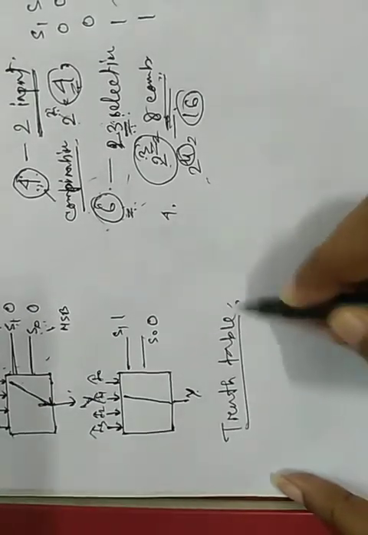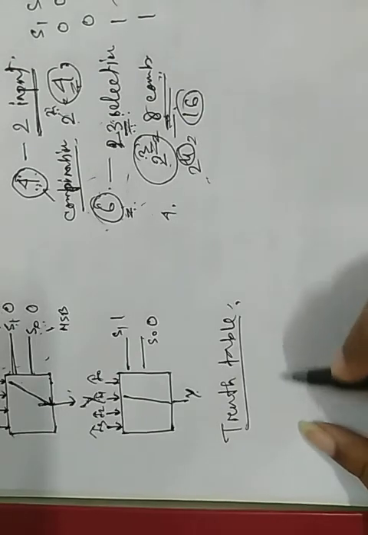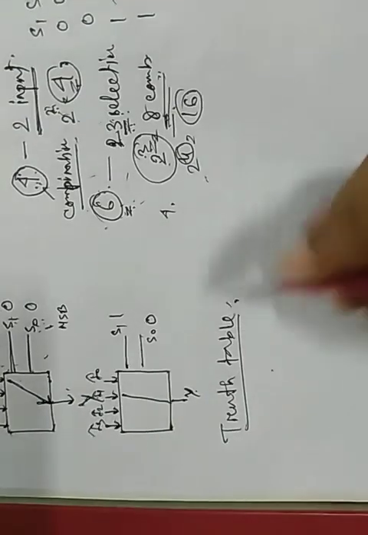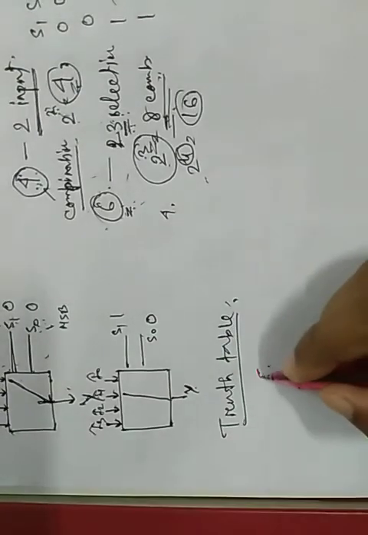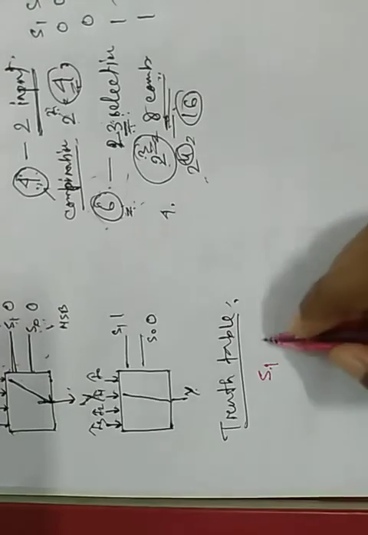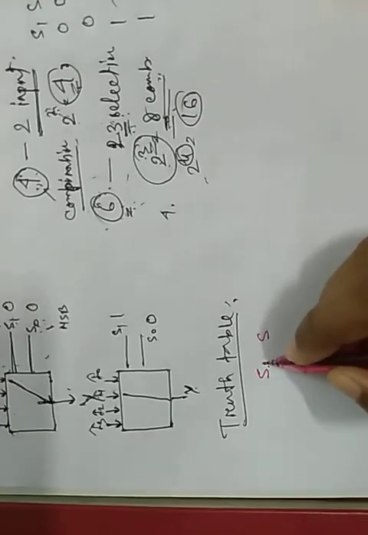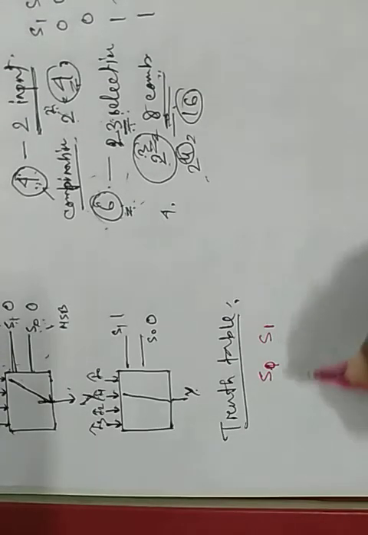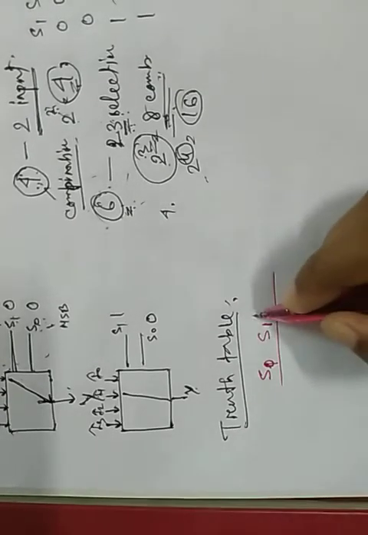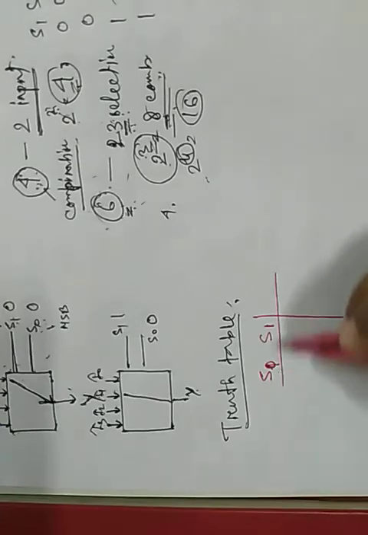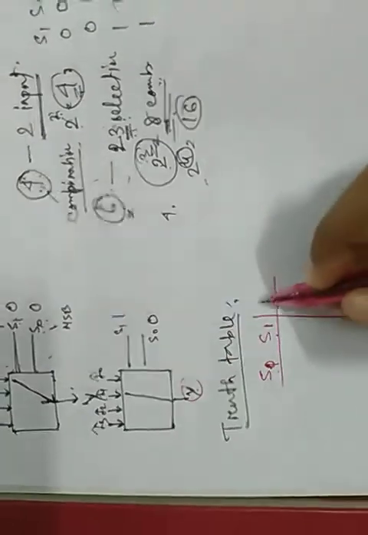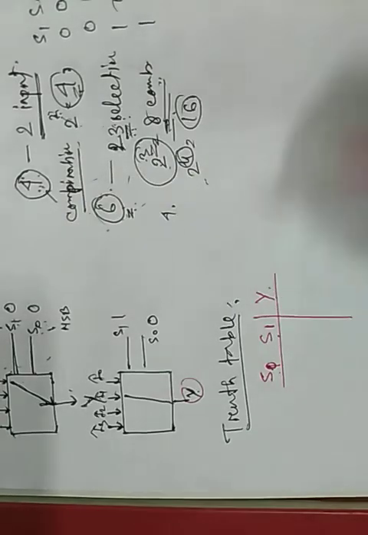Truth table, what will be the truth table? Suppose there are 2 selection lines, S0, S1, and depending upon S0, S1, we get the output in Y. So Y will be the output.